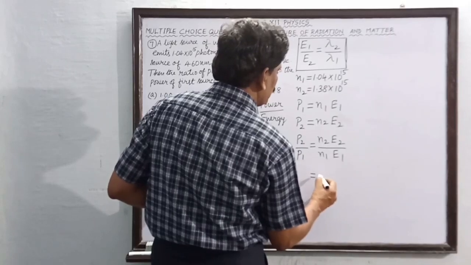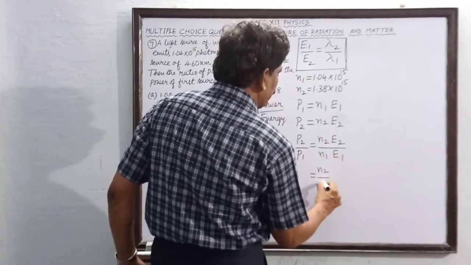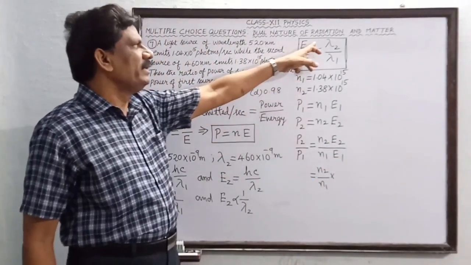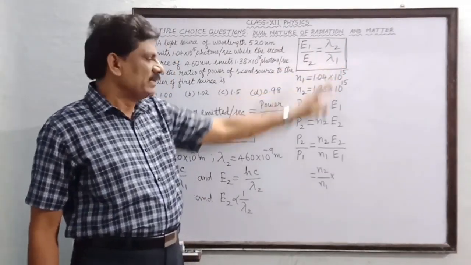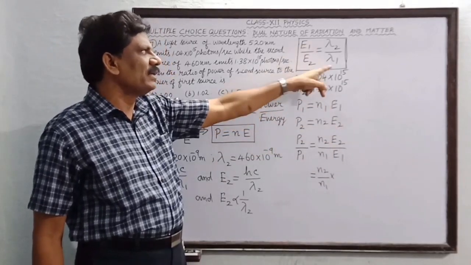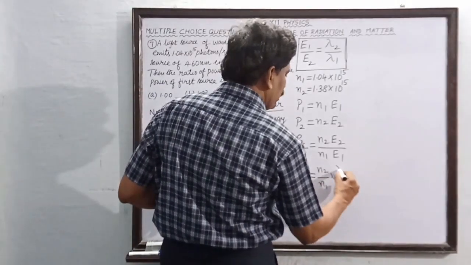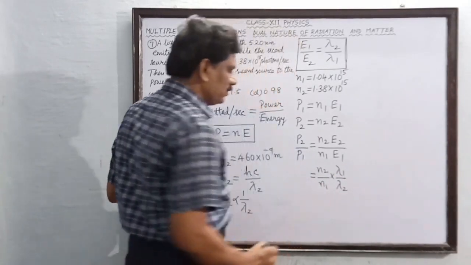So this is equal to what? N2 divided by N1 into, already we have derived E1 by E2 is equal to lambda 2 divided by lambda 1. Now we want the reciprocal of that, E2 by E1. That is equal to what? Lambda 1 by lambda 2. So this is lambda 1 divided by lambda 2. So now I am going to substitute.